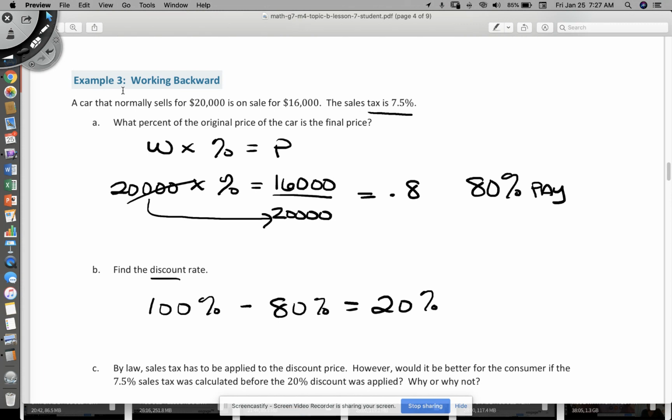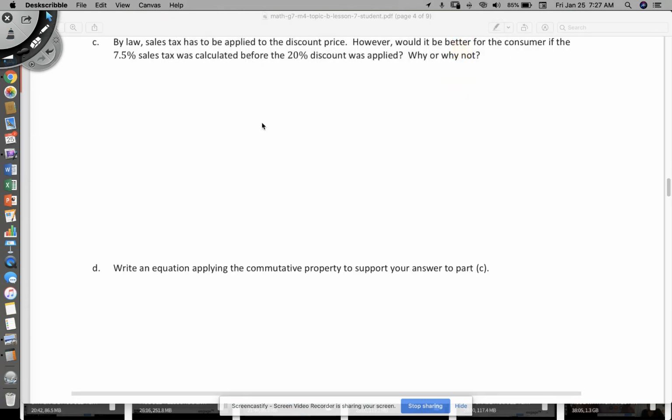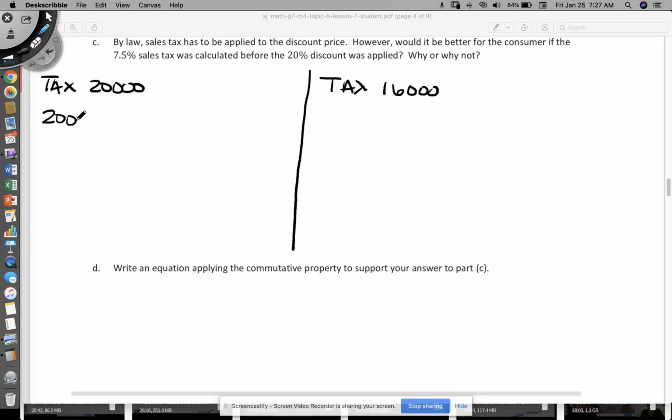That's a reasonable markdown. All right, now C here says, by law, we have to insert the tax. Does it matter where we put the tax? So we're going to split the screen here. What if I tax the $20,000 versus what if I tax the $16,000? Does it matter in the end with my final purchase price? So here we're going to say $20,000, and we're going to times that by 0.075, because again, moving this 2 places to the left.